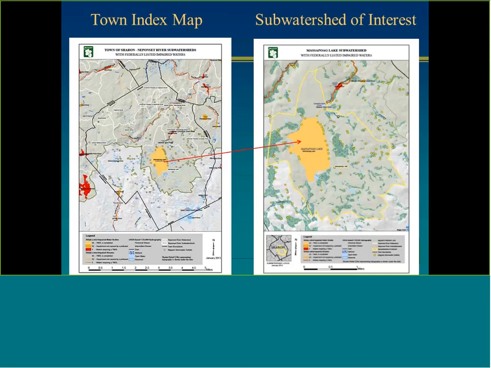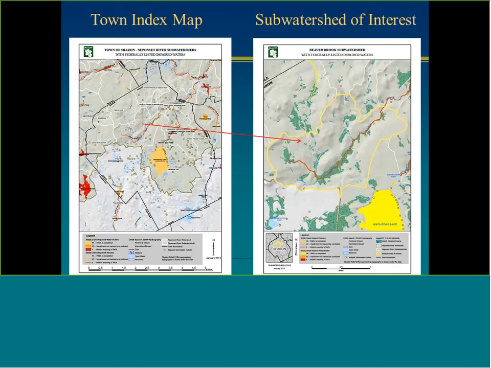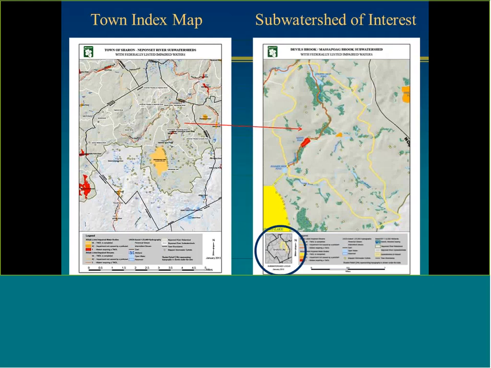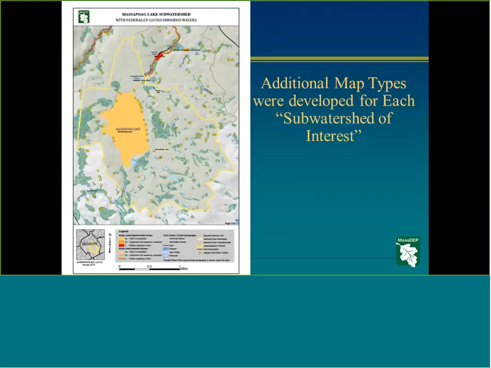To illustrate, this is an example of the Massapog Lake subwatershed area of interest map. The Beaver Brook subwatershed, the Beaver Brook Massapog Brook subwatershed, and the Devil's Brook Massapog Brook subwatershed. A locus map, shown in the black circle, highlights the physical location of the stream basin in the town.